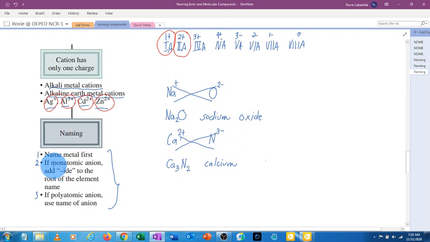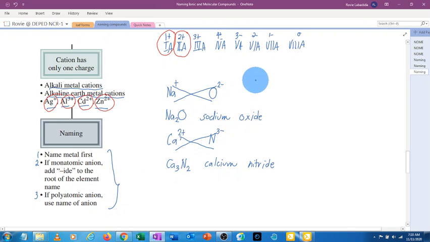And then, if monoatomic anion, add IDE to the root term. So the root term is this, and then add IDE. So the name for this is calcium nitride. There you go. Alright. Now, let me give you an example where we have a polyatomic anion.